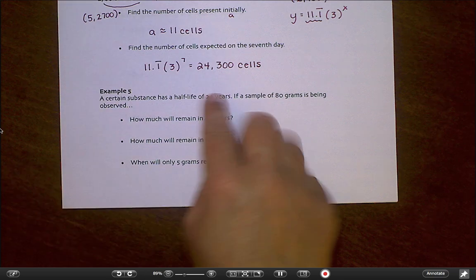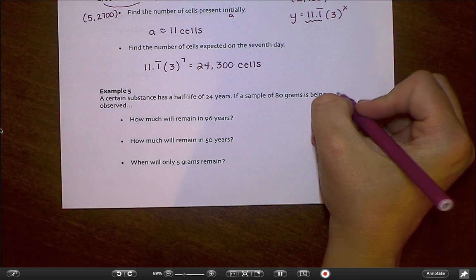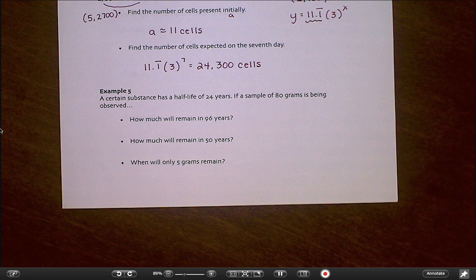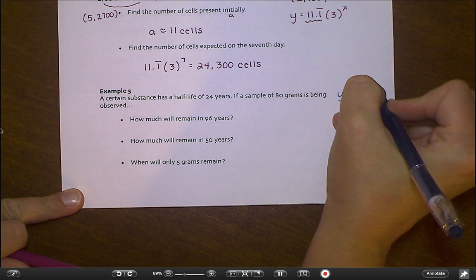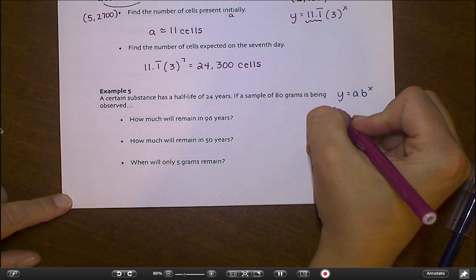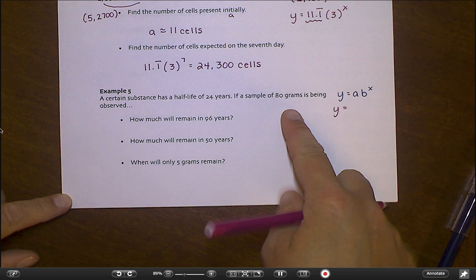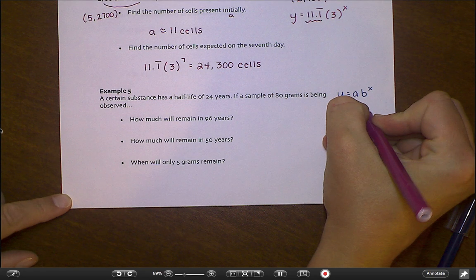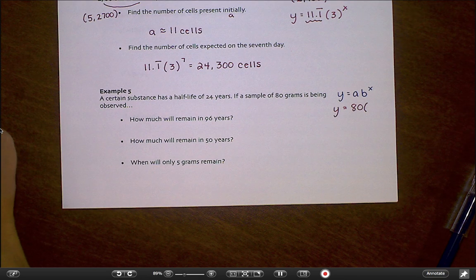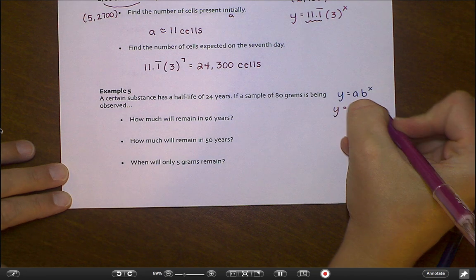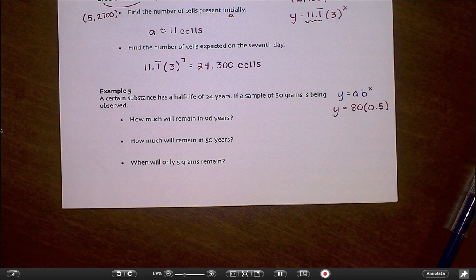Before I get into answering these questions, let's just talk about how to write the equation for this. This is going to be an exponential function, and I'll write that exponential model formula off to the side here. So if I'm following that, A is how much I'm starting with initially. In this situation, I'm starting with 80 grams. Now my B value is what's happening to that 80 grams. Anytime I'm dealing with half-life, my B value is going to be 1/2 or 0.5 because I'm cutting my initial value in half.